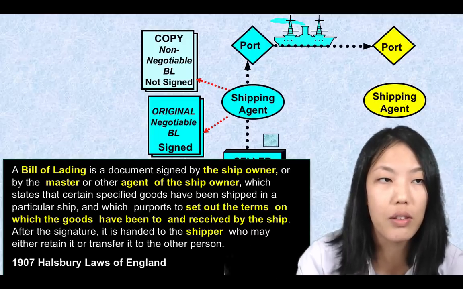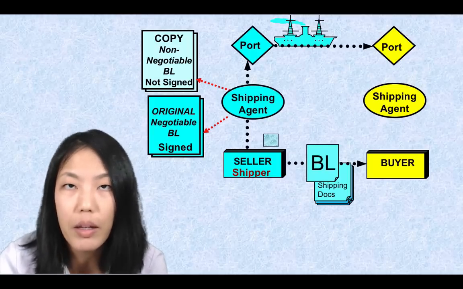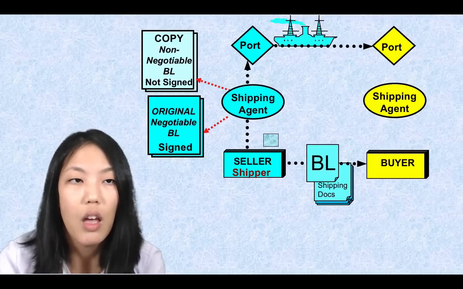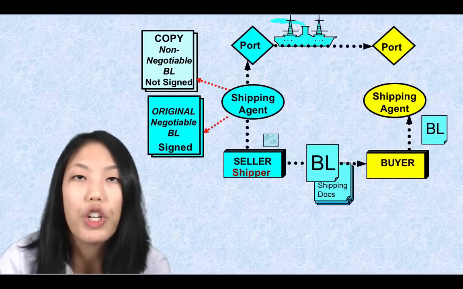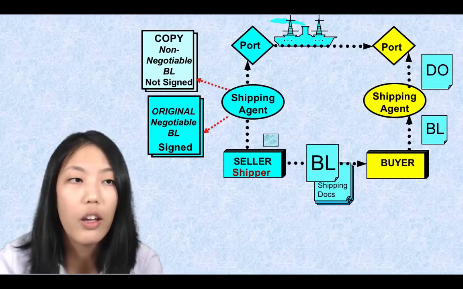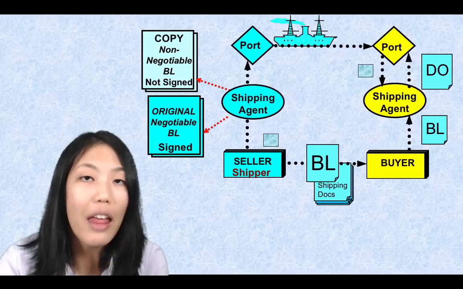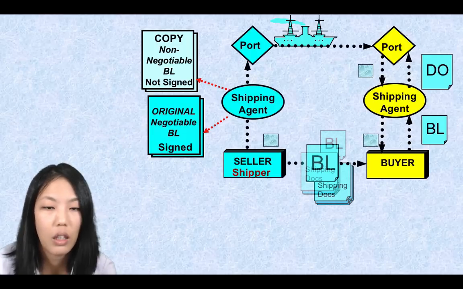The seller forwards the shipping documents and bill of lading to the buyer. The buyer forwards the BL to the shipping agent, which issues the delivery order to the port for the release of the goods. The shipping agent hands the goods over to the buyer.